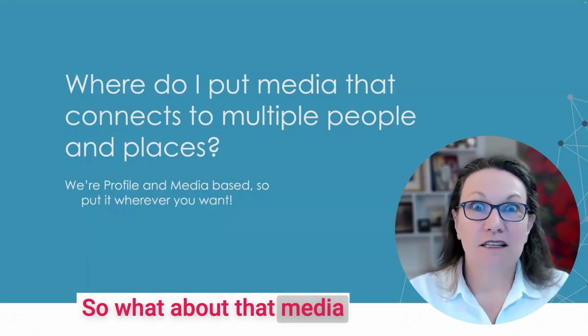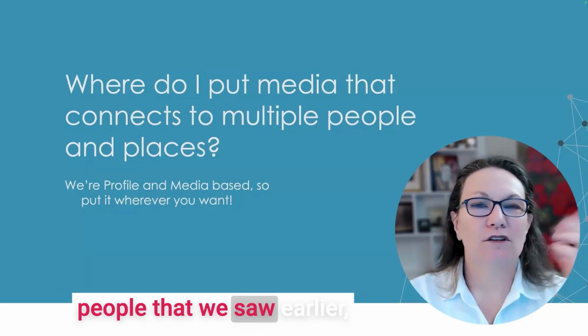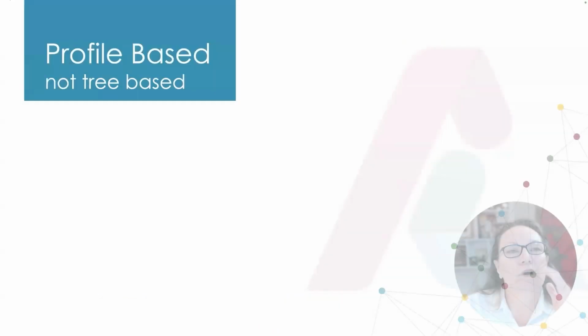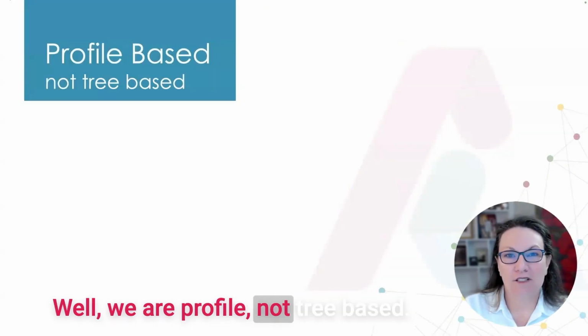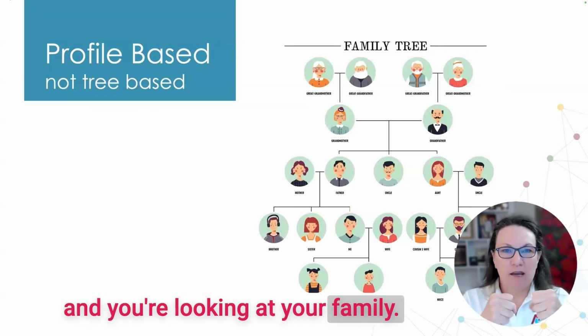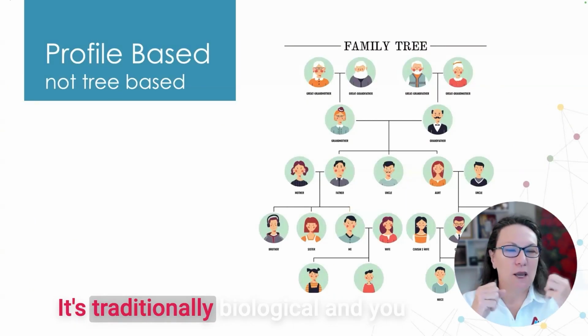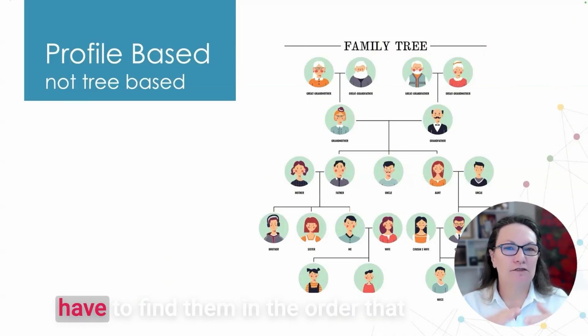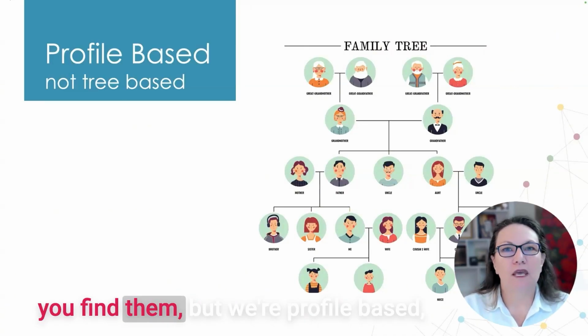So what about that media that connects to the multiple people that we saw earlier? What do we do with that? Well, we are profile, not tree-based. So normally you take a family tree and you're looking at your family, and it's traditionally biological, and you have to find them in the order that you find them.